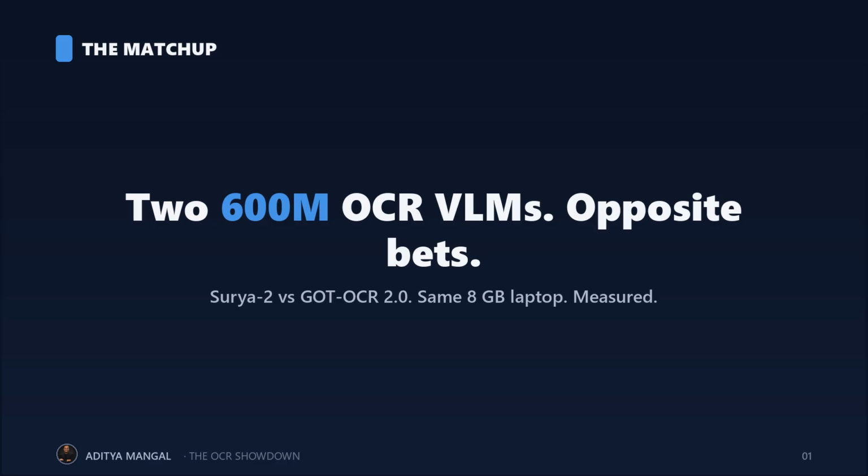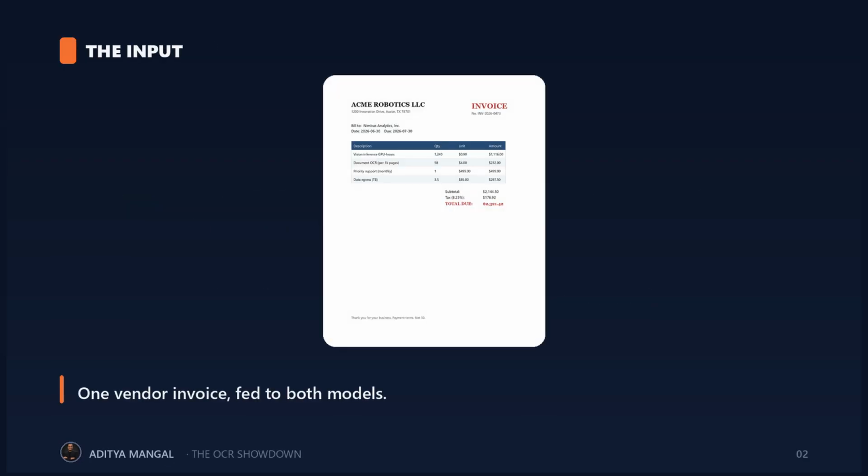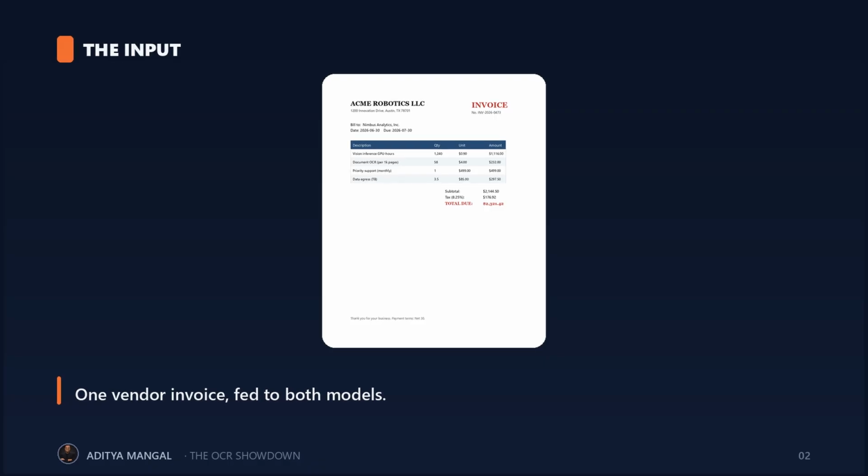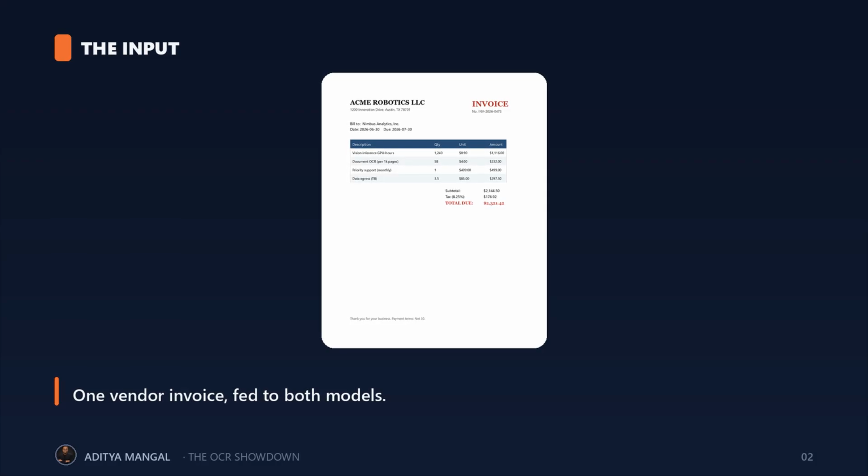I ran both on the same documents and measured speed, memory, and most importantly, the shape of what they give you back. Here's the document, a sample vendor invoice. I fed the exact same page to both models, so the comparison is direct. Let's look at each one's real code and its real output, one after the other, and see just how differently they hand the page back to you. Because that difference is the whole story.